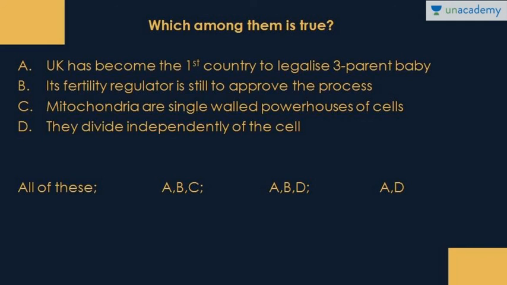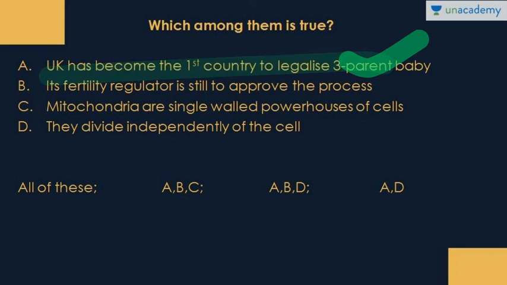Next. Which among them is true? A. UK has become the first country to legalize 3-parent baby. B. Its fertility regulator is still to approve the process. C. Mitochondria are the single-walled powerhouses of cells. D. They divide independently of the cells. Quickly looking at the options here.